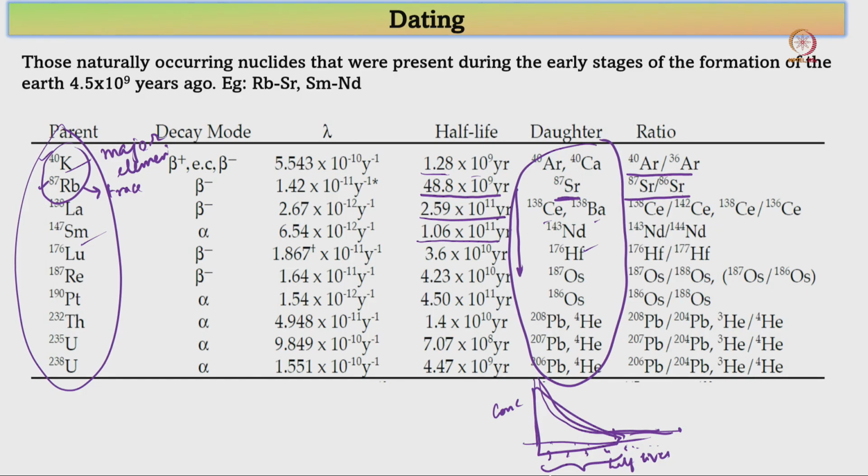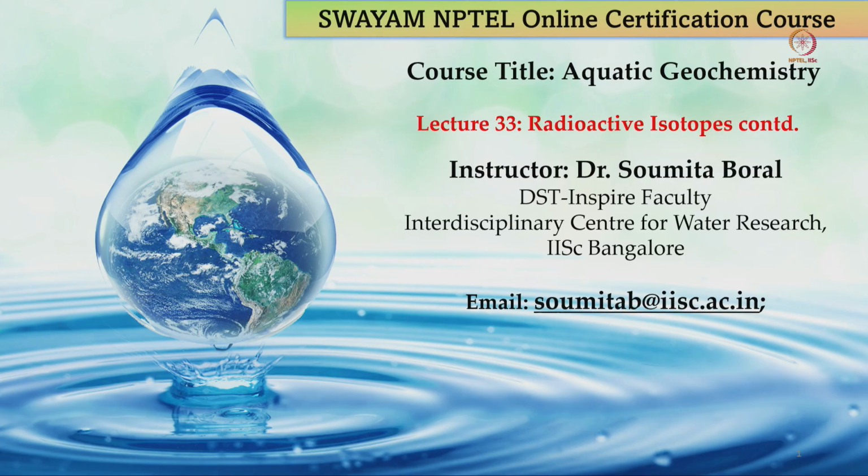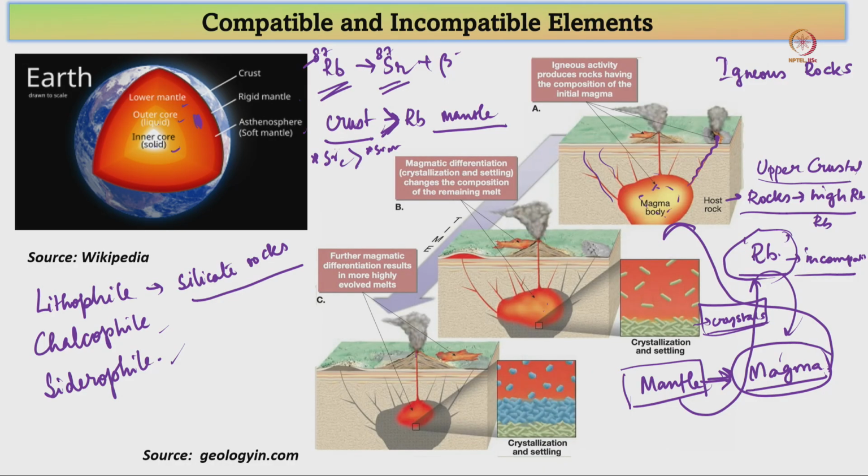We also saw another system, for example, samarium that produces neodymium after alpha decay. Samarium is a compatible element, just the opposite. So, samarium is a compatible element. That means it would like to stay in the mantle. It likes the mantle, it will stay within the mantle. It will not prefer the magma phase. It does not like to be in the liquid phase.